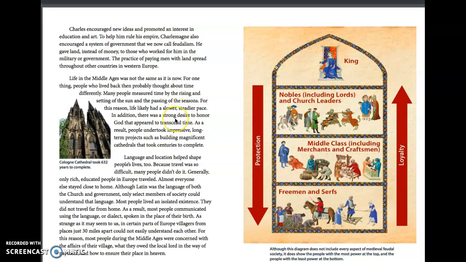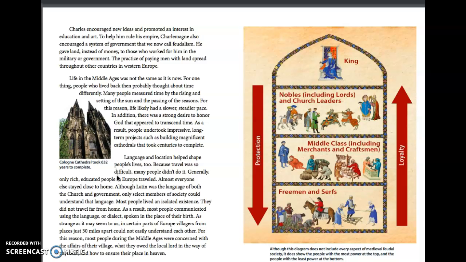In addition, there was a strong desire to honor God that appeared to transcend time. As a result, people undertook impressive long-term projects such as building magnificent cathedrals that took centuries to complete. This illustration over here shows the Cologne Cathedral that took 632 years to complete. That's over 6 centuries. Language and location helped shape people's lives too.